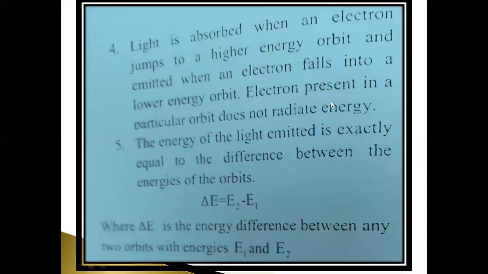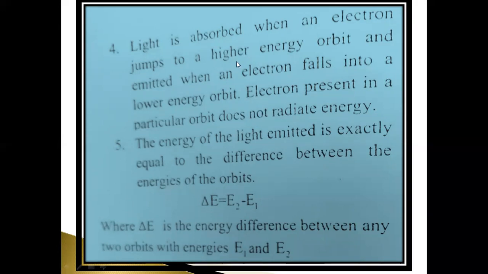Light is absorbed when an electron jumps. As I told you, the drawback of Rutherford's model was that the electron emits energy continuously. This postulate is the answer to that problem. Light is not emitted by an electron continuously. Light is absorbed or emitted only when an electron jumps from a higher to a lower orbit or from a lower to a higher orbit. That's why he got the line spectrum instead of the continuous spectrum.